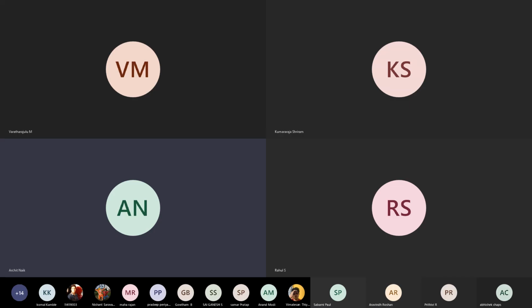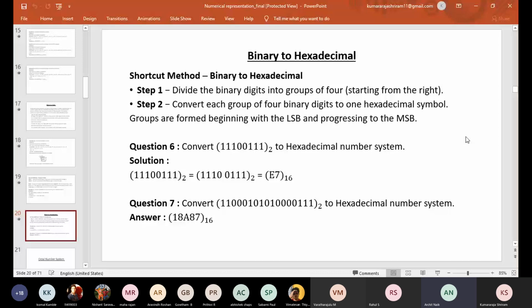The hexadecimal number system represents the numbers E and 7. So the given binary number in the hexadecimal number system is E7.